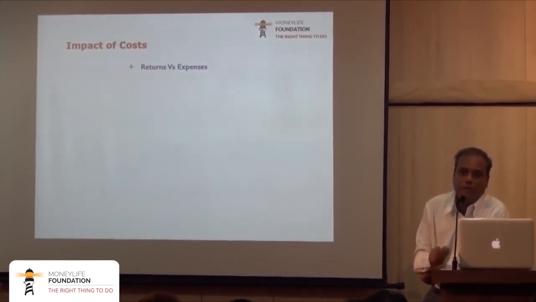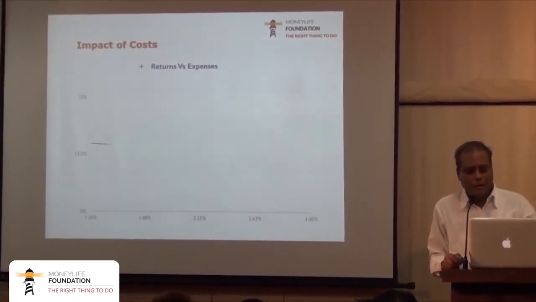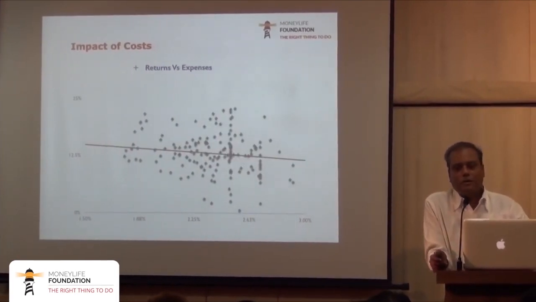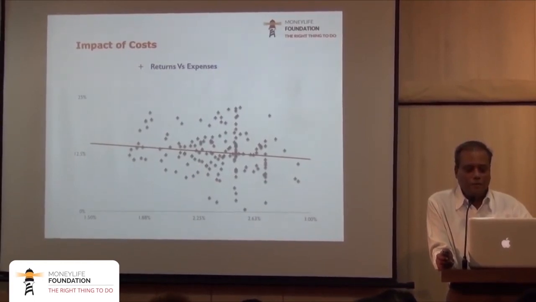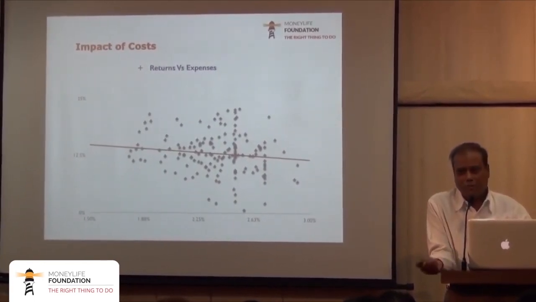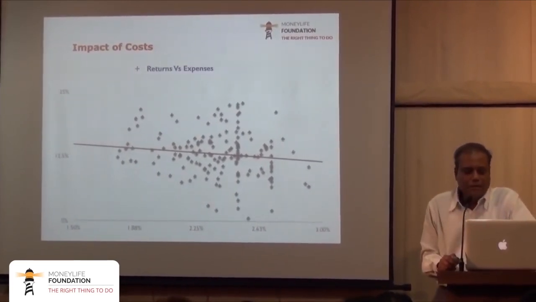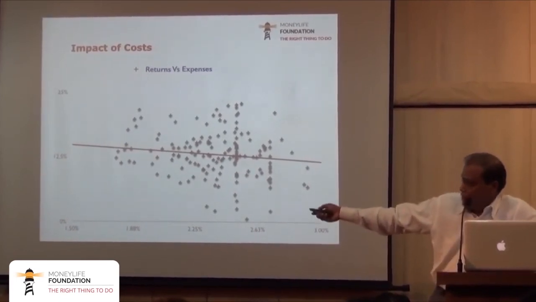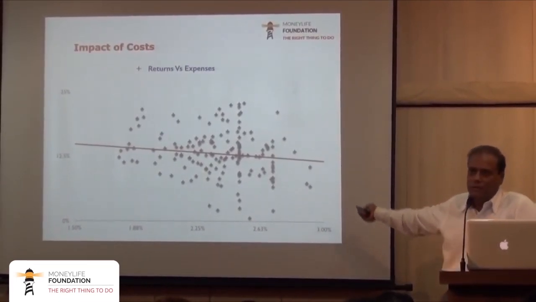If you put these costs in the fund, what happens? We try to correlate returns and costs. Do funds which charge you higher costs, do the returns go down or not? That would be a very nice way of correlating. And this is exactly what has happened. If you see, this is how the costs go up, and this is how the returns go down.